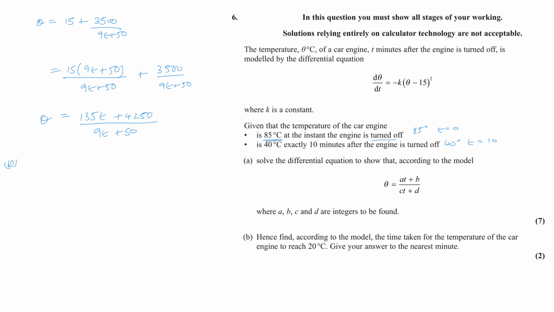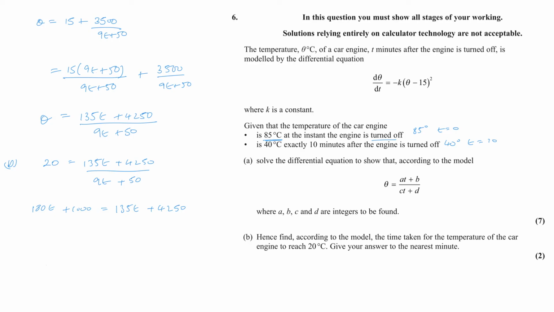Now part B is for the temperature to reach 20 degrees. So it's just substituting 20 into here and finding T. So that's 180T plus 1000 equals 135T plus 4250.